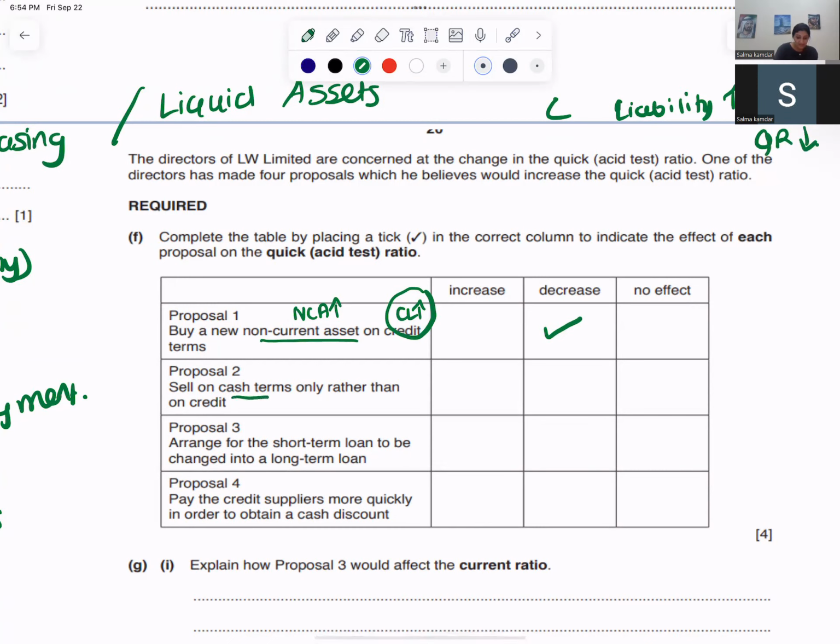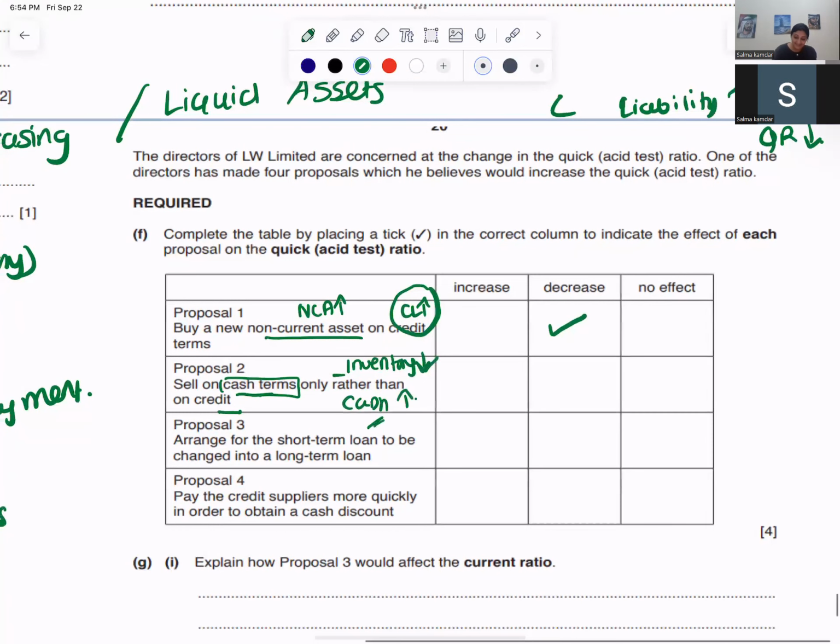Sell on cash terms, not on credit. If I sell on cash terms, inventory will reduce and cash balance will increase. Inventory has no effect on the quick assets. Cash will increase. So one current asset is reducing, one current asset is increasing. So it will have no effect on my quick ratio.